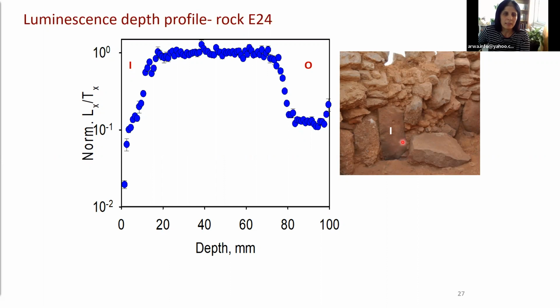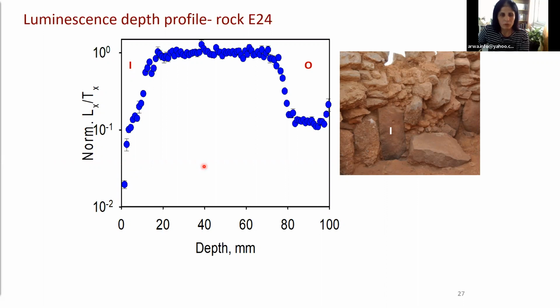So we use the letter I to denote the inward surface and the letter O to denote the outward surface, the one touching the wall of the pit. This shows that in the middle of the rock there is saturation, and that both surfaces were previously exposed to light, which is seen from the drop of the signal in these two parts. The O surface, not seen in this picture, was exposed to light and then built up the signal again, while the I surface, the inward surface, was previously buried and then exposed to light at the excavation time.